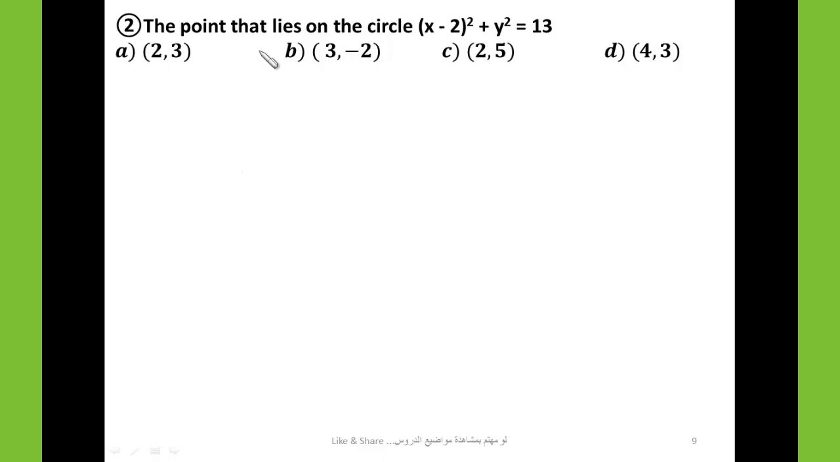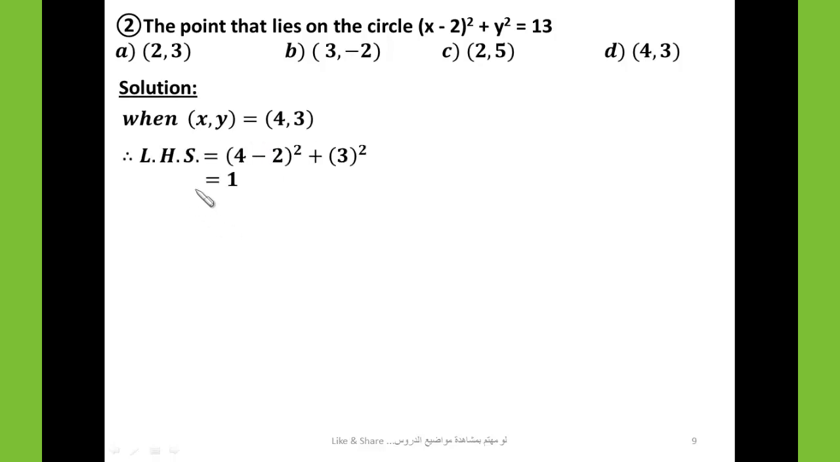The point that lies on the circle (x minus 2) all square plus y square equals 13 is one of these 4 points. So we substitute and try every one. When we substitute x equals 4 and y equals 3, what we get? The left hand side equals (4 minus 2) all square plus 3 square, which equals 13.